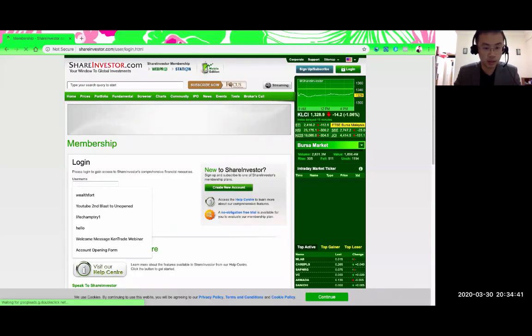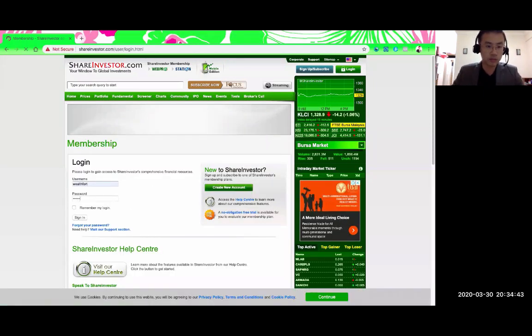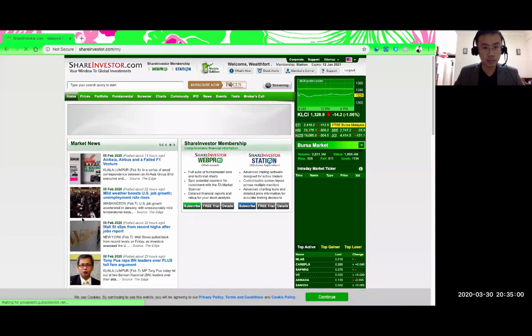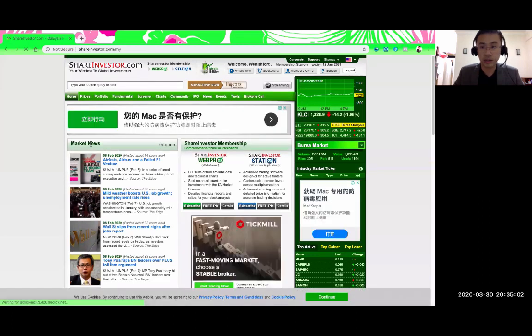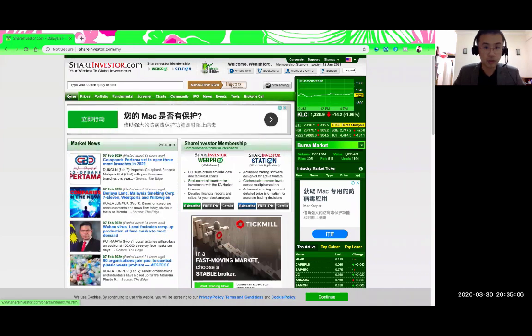Then key in my password and click sign in. All right, so I have now signed into my account. Here are the tabs that you can see when you sign in.